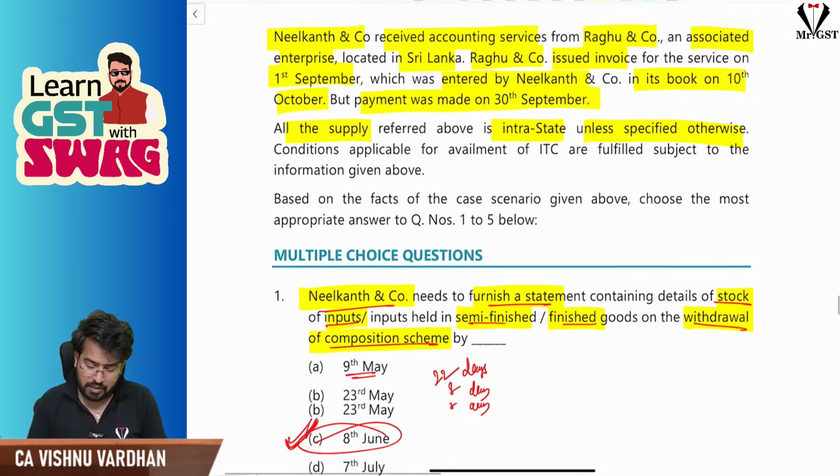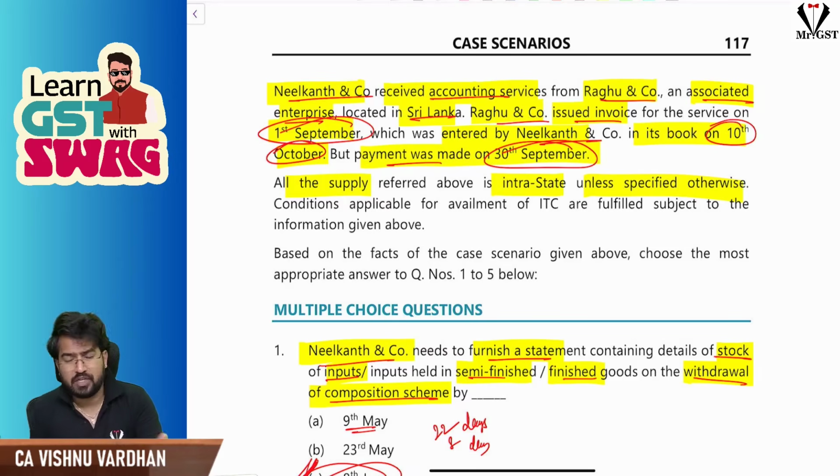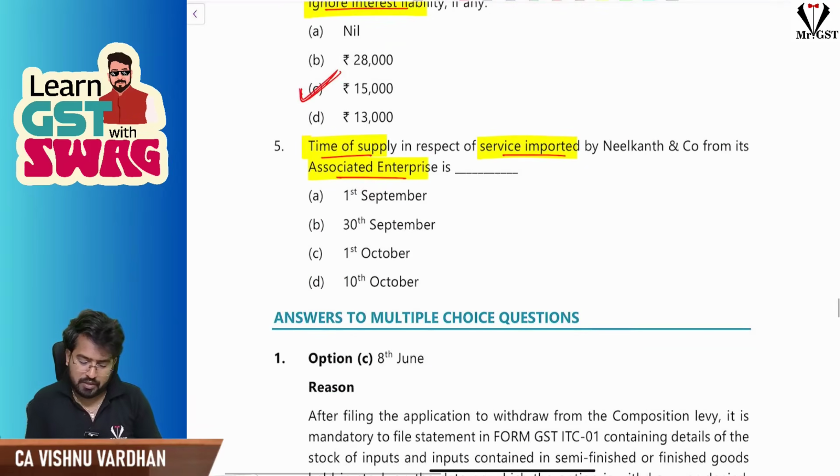Okay. Next, Neelkant & Co. received accounting services from Raghu & Co., an associated enterprise from Sri Lanka. So this is import of services from an associated enterprise. In that case, the time of supply is the entry in the books of the recipient or the date of payment, whichever is earlier. Raghu & Co. issued the invoice on 1st September, but Neelkant & Co. recorded this in books on 10th October. Payment was made on 30th September. So 10th October or 30th September, which is earlier? 30th September is earlier, so that will be the time of supply.